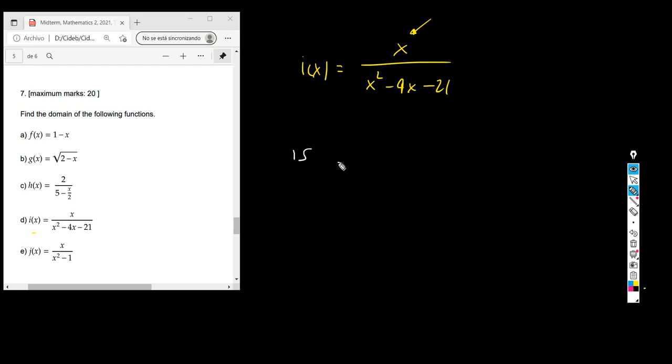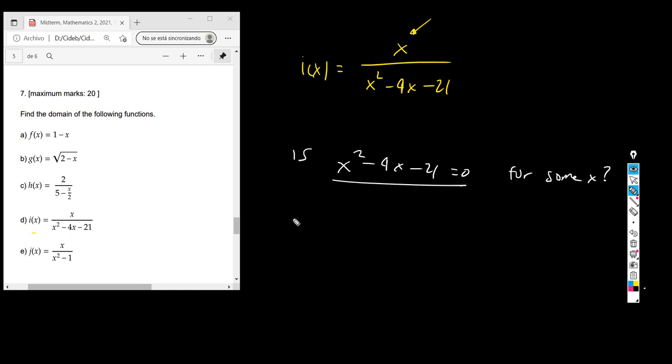Is this trinomial equal to 0 for some x? How do I answer that question? I solve this equation, or I try to solve it. Maybe it has no solutions. If it has solutions, then this question is solved in the affirmative, or in the positive. If this has no solutions, then this question has an answer in the negative.